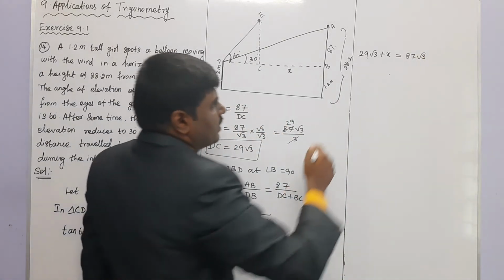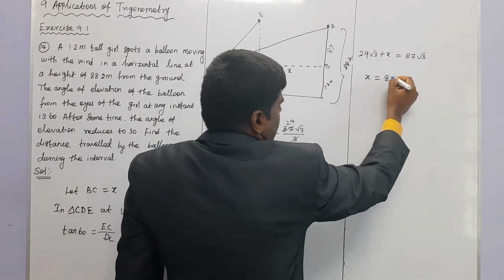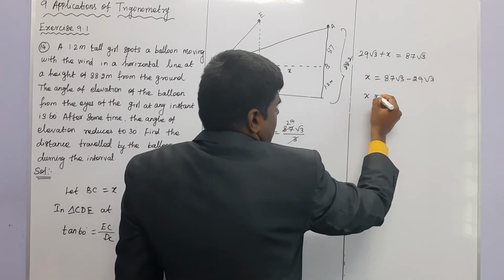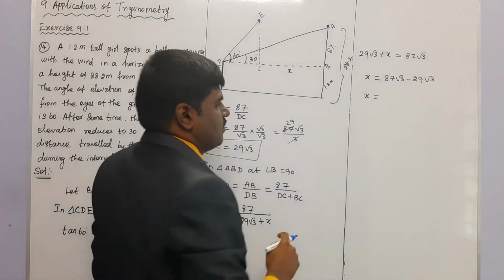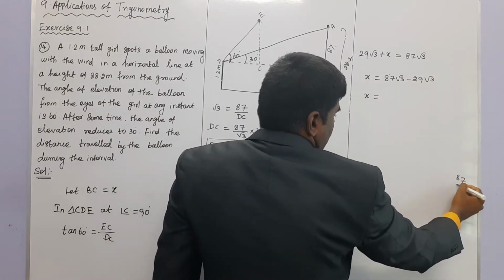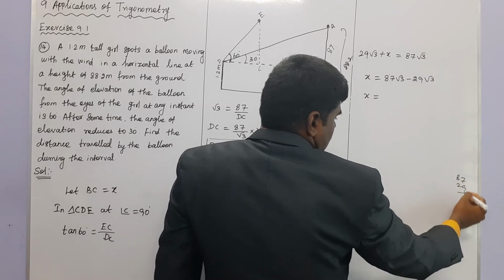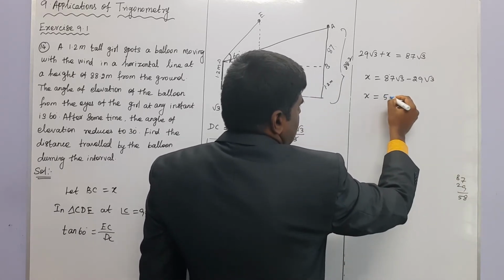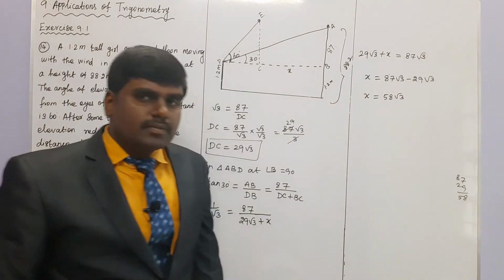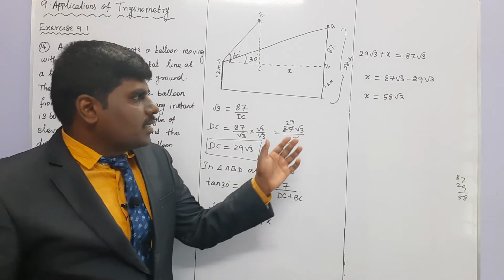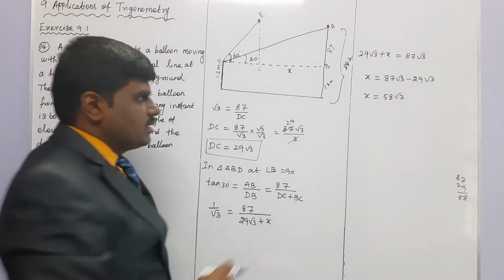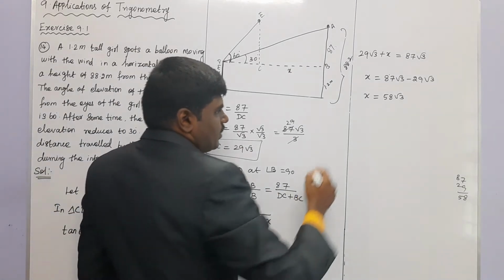Now just simplify. What's the value? X is equal to 87 root 3 minus 29 root 3. What's the value here? Subtracting 87 minus 29, that is 58 root 3. Is it clear? 58 root 3. So the distance traveled by the balloon is 58 root 3 meters. Therefore, what's the conclusion?